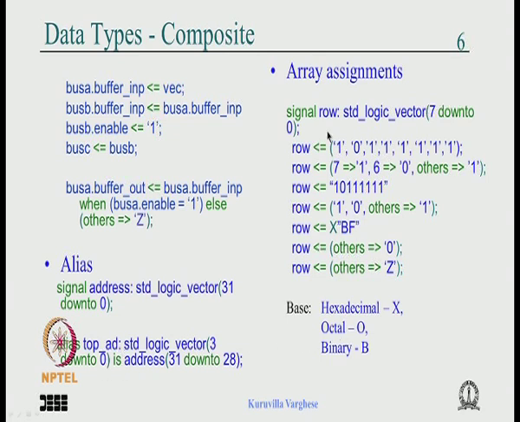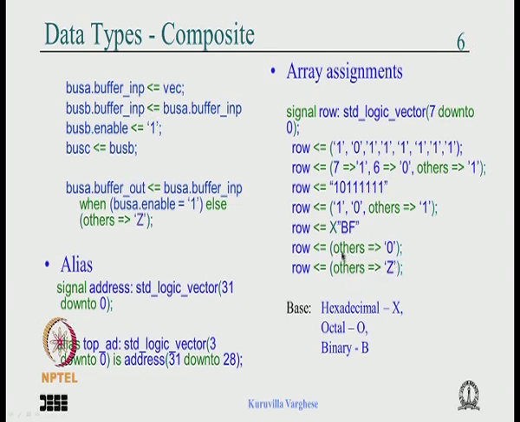We have also seen various ways of assigning the rows. This is a positional kind of association, this is named association, this is like a string, and this one is again positional association with others, hexadecimal base specification. And if you say others, it means that everything is one value, that in this case it is 0, in the other case it is tri-state.